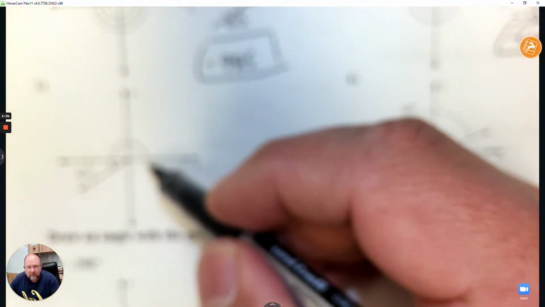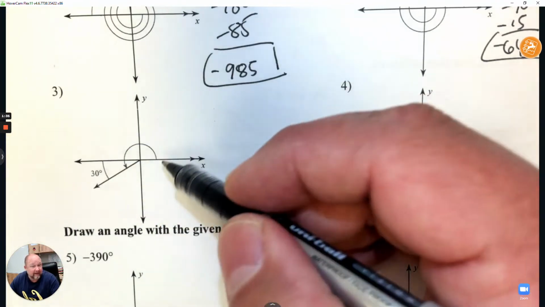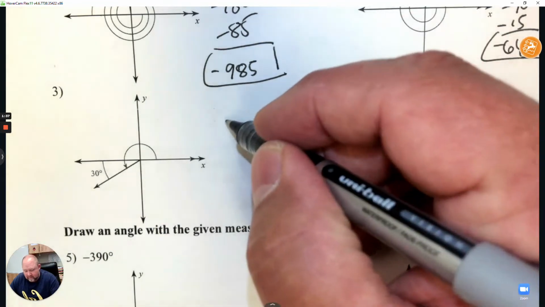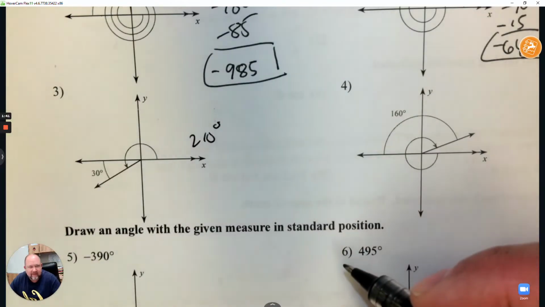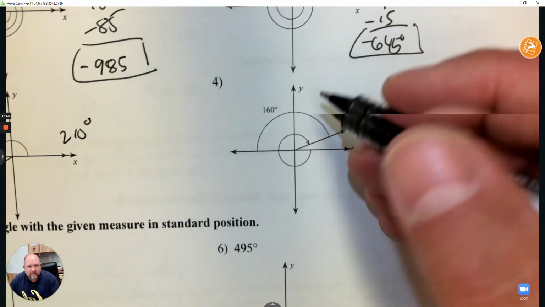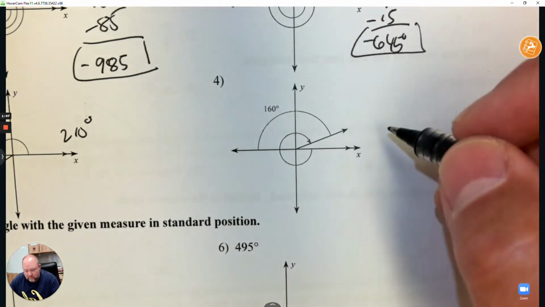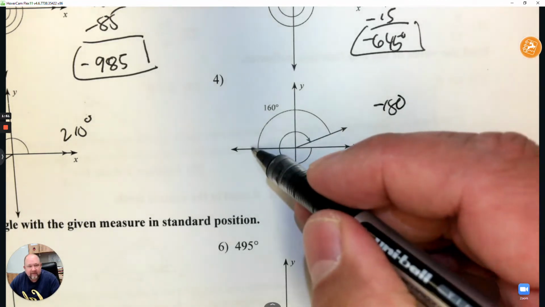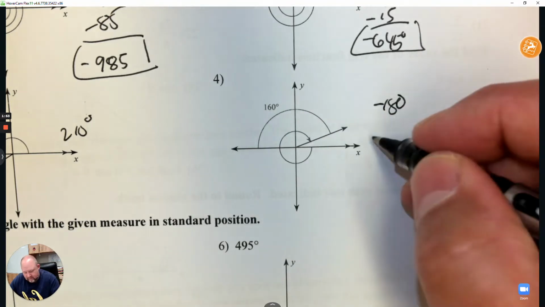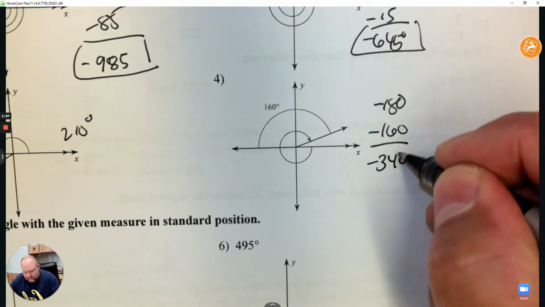What direction are we going here? We're going counterclockwise, so it's a positive angle. I see 180 plus 30 more. So that's 210. For number 4, again, we're going in a negative direction. We're not going a full rotation. So right here I see negative 180, and then from here I see negative 160. Those are the ones I'm going to add up together. So that's negative 340.